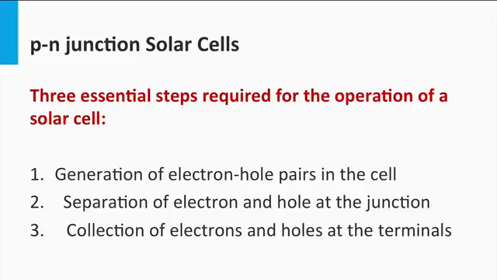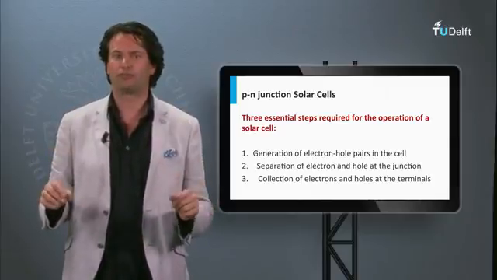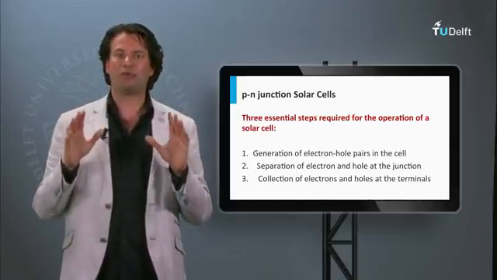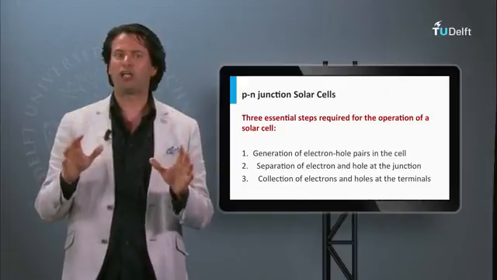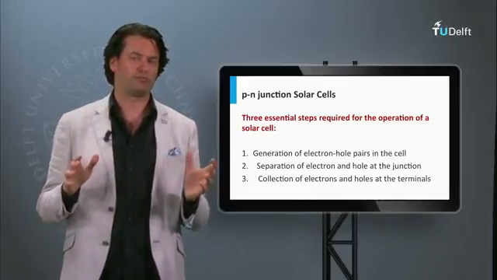Next week, we will look at how we can determine the performance of solar cells using external parameters like the short circuit current density and the open circuit voltage. And we will discuss some design rules on how to optimize the performance of solar cells.